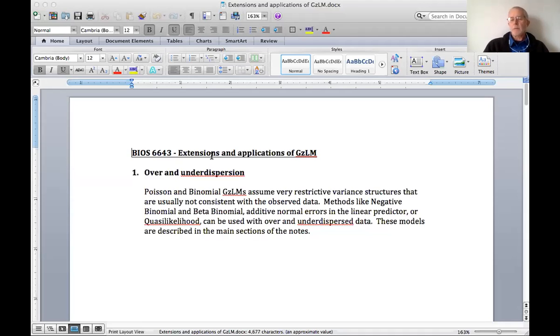Okay, so back to Matt's question. If Poisson and binomial are so darn unrealistic, why would we ever bother to use them? The reason is that they form a basis for extensions to a lot of useful practical cases. This is the handout called Extensions and Applications of Generalized Linear Models. One of the extensions is to over and under dispersion, which is what I've been talking about today. We've already covered that, but I put it in here to point out that it is an extension of Poisson.